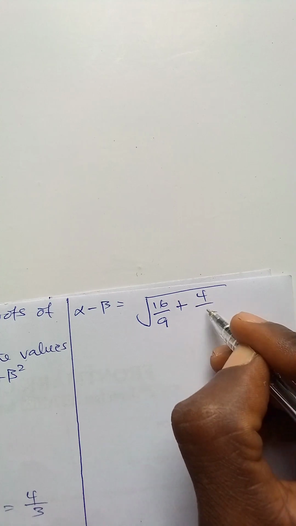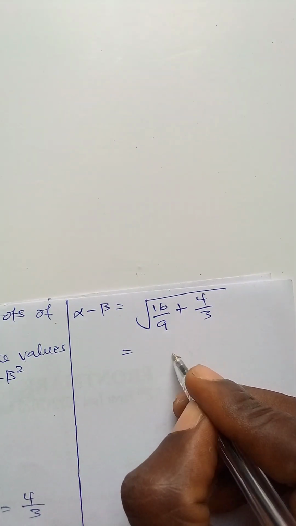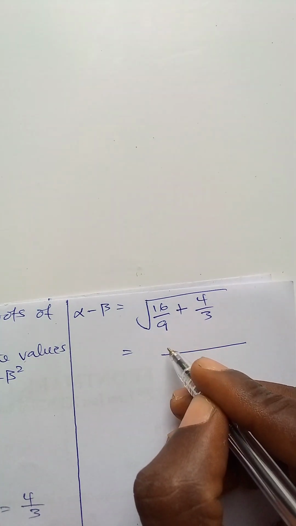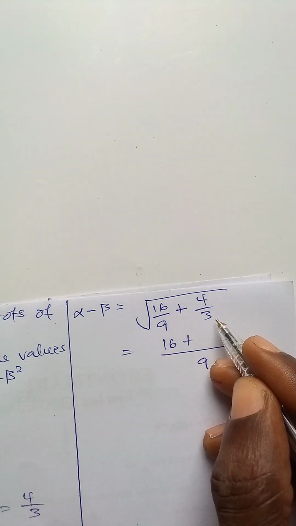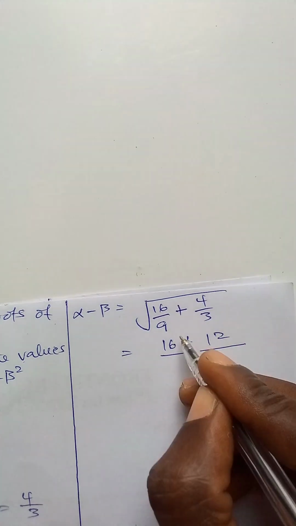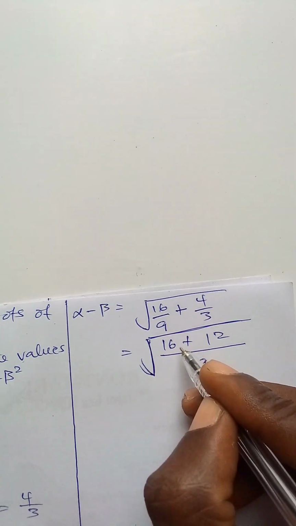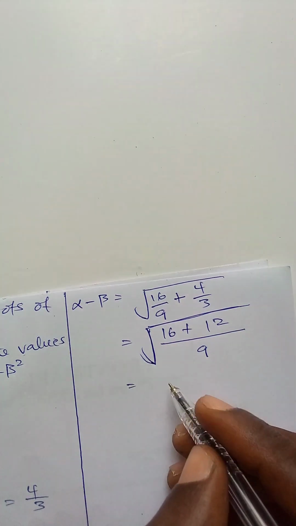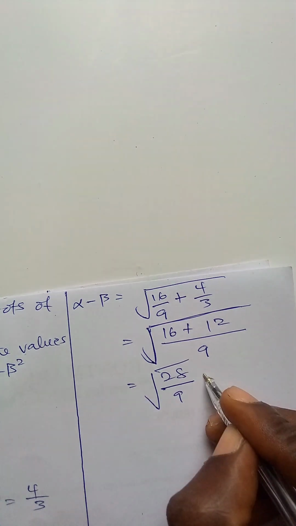Then 4 over 3. The LCM of 9 and 3 is 9. 9 divided by 9 is 1 times 16 is 16. 9 divided by 3 is 3 times 4 is 12. All over, the square root of this fraction. Now 16 plus 12 is 28, then over 9 as the square root.